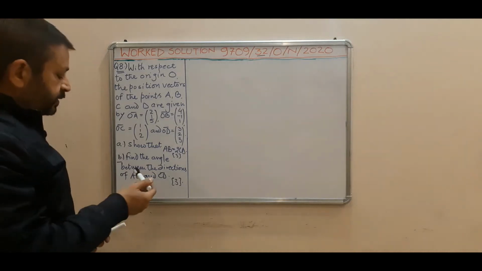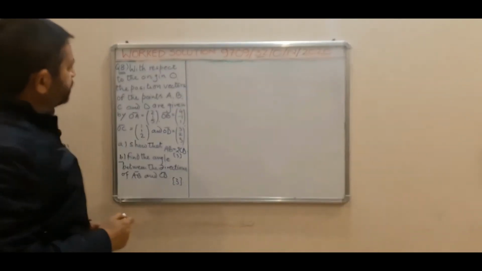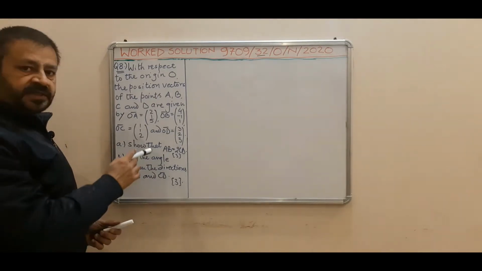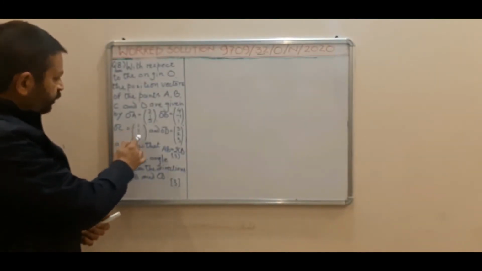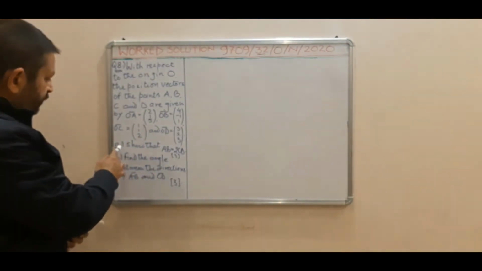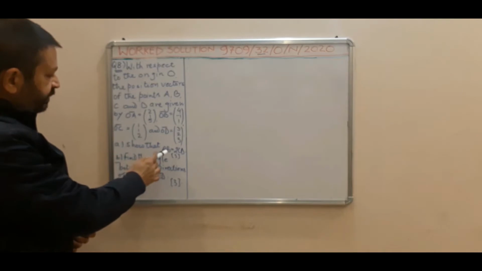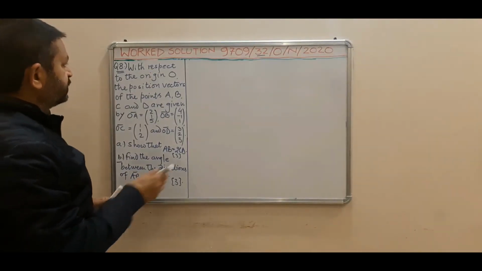Question number 8. With respect to the origin O, the position vectors of the points A, B, C and D are given by OA = (2, 1, 5), OB = (4, -1, 1), OC = (1, 1, 2) and OD = (3, 2, 3). First part: show that AB is equal to twice of CD. This question carries 3 marks.